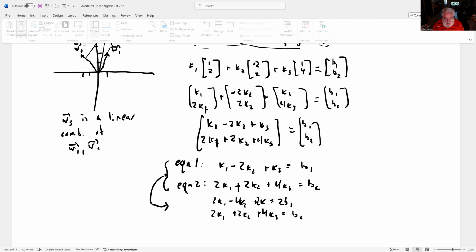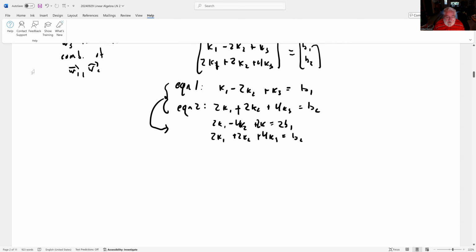And now we'll subtract the bottom one from the top. So 2K1 minus 2K1 is 0, minus 4K2 minus 2K2 is minus 6K2, and 2K3 minus 4K3 is minus 2K3. And you get that. So what does this tell us? Well, we're down to one equation.